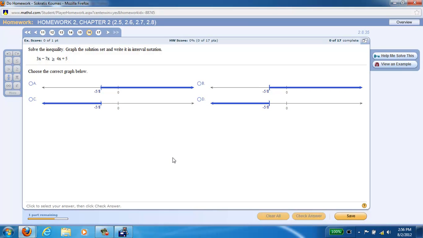16, same problem as the previous three. Bring the x to the left side, the number to the right side. And the same thing for number 17.